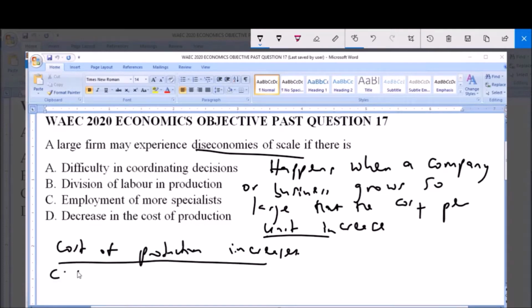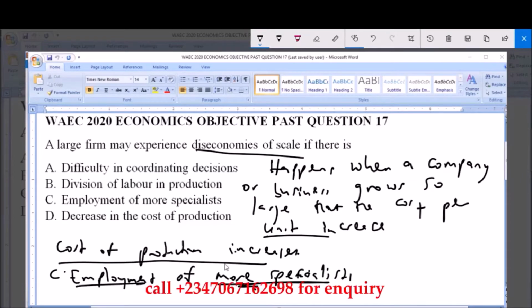employment of more specialists. Now, when more specialists are employed, it means the cost of production increases due to the fact that their salaries and wages have to be paid. So employment of more specialists increases cost of production via the salaries of the employees. So it happens when there is C.